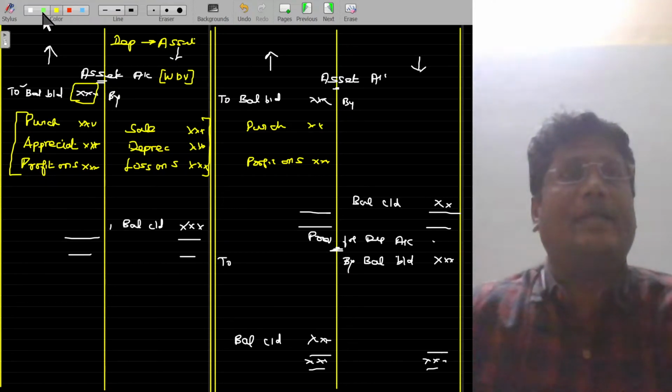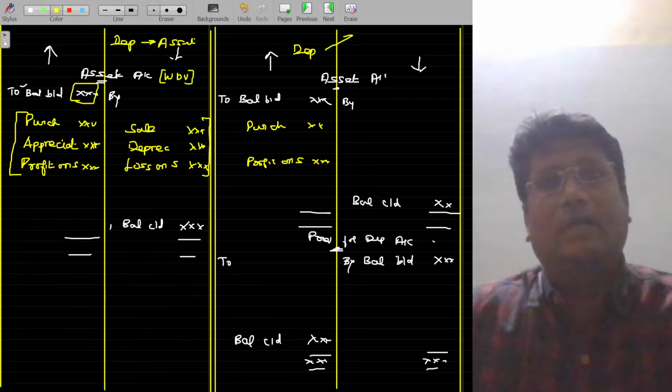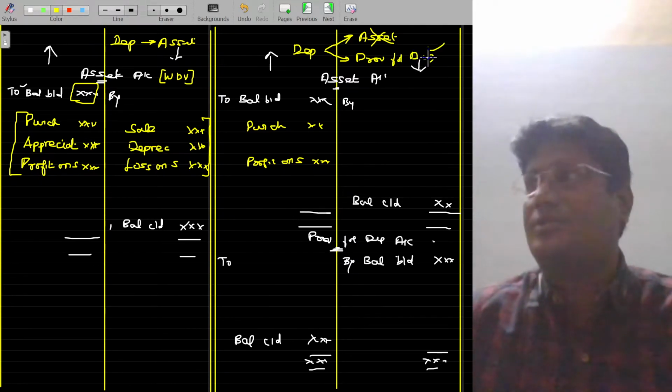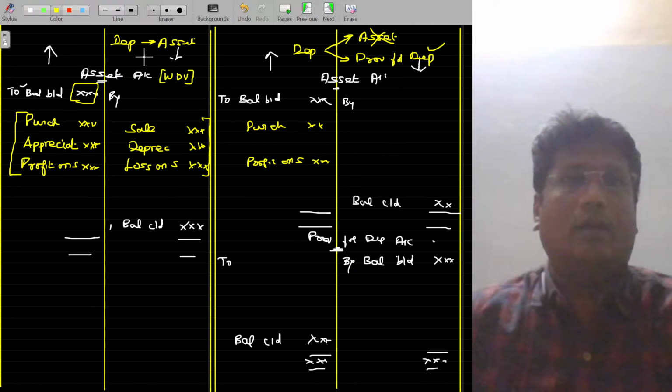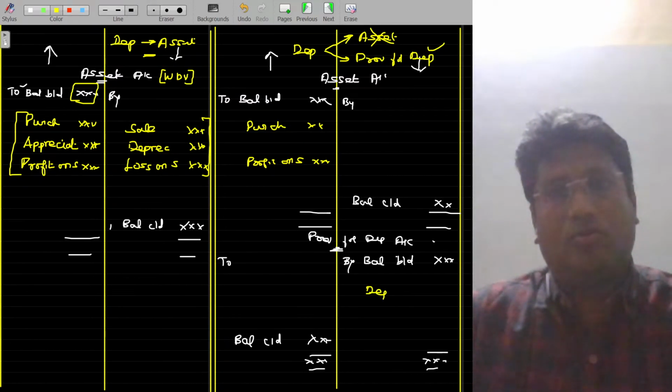Now when we depreciate the asset, we usually adjust the depreciation in the asset account, right? But in this model we don't do so. Then the depreciation will be adjusted in which account? Provision for depreciation. It is going to be accumulated in the provision for depreciation account. Is that okay? Not the way we solved the previous case. Here the depreciation is going to be recorded in the depreciation account.